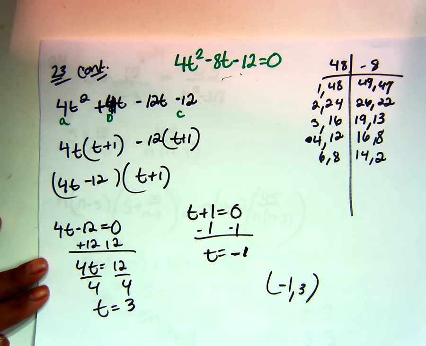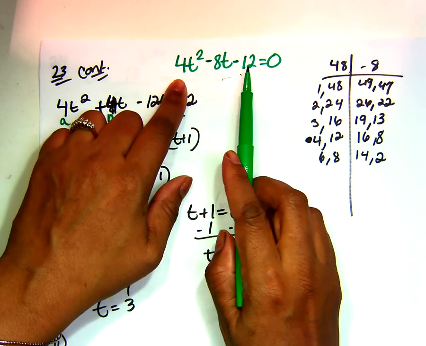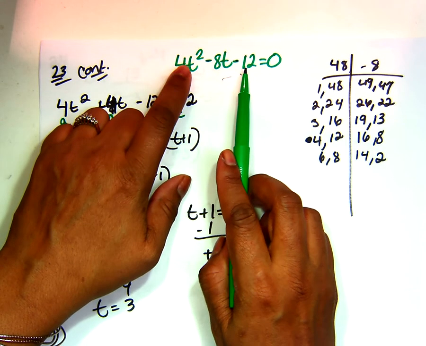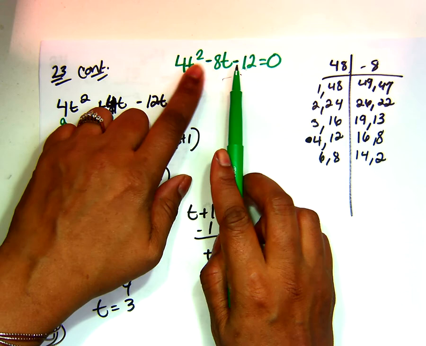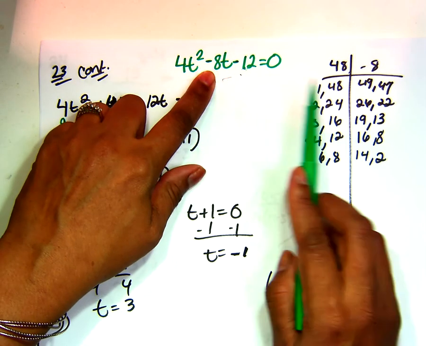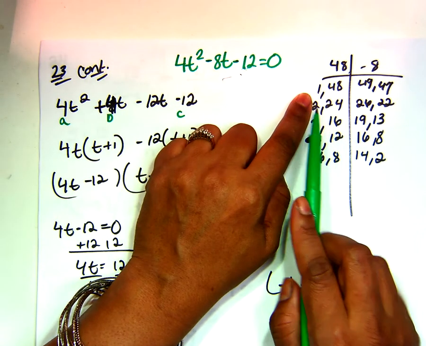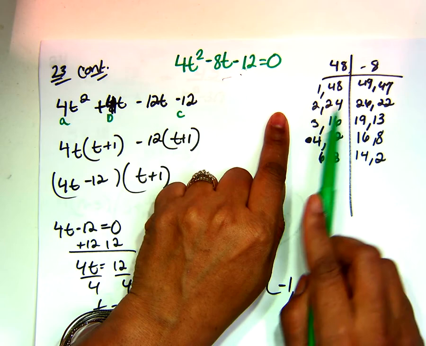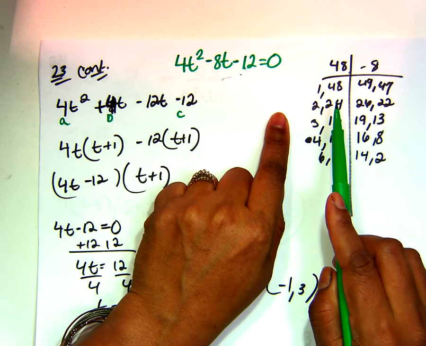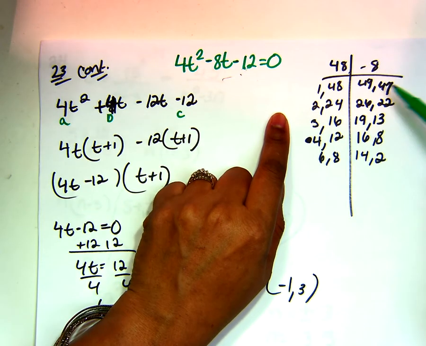So here's where your AC method comes in. 12 times 4 gives us 48, but we're looking for something that gives you a product of 48 and gives you a sum of 8. So I wrote down all the factors of 48. So I got 1 and 48, 2 and 24, 3 and 16, 4 and 12, and 6 and 8. I literally had to use my calculator for this. And right here, I was trying to add and subtract to see what I could get 8.